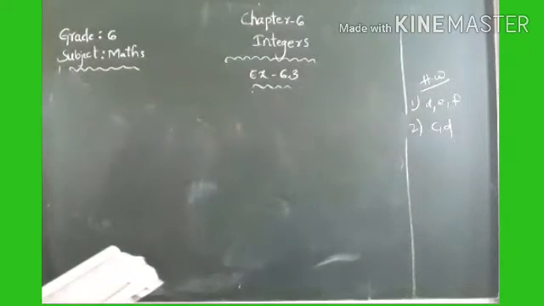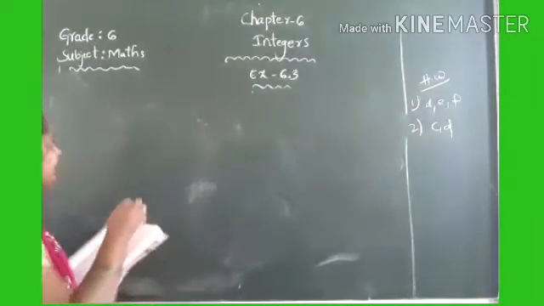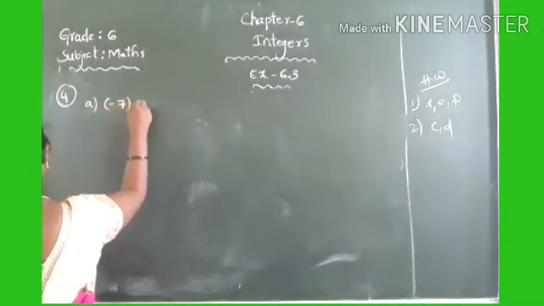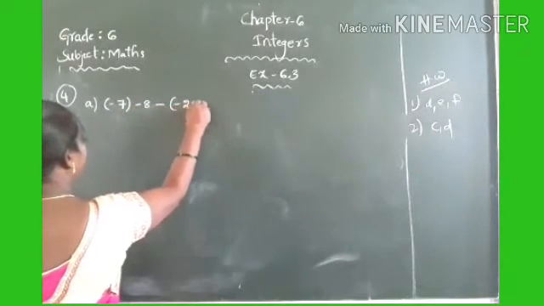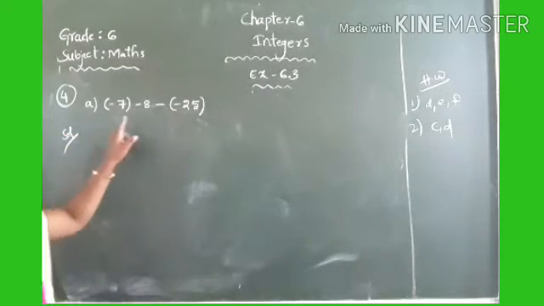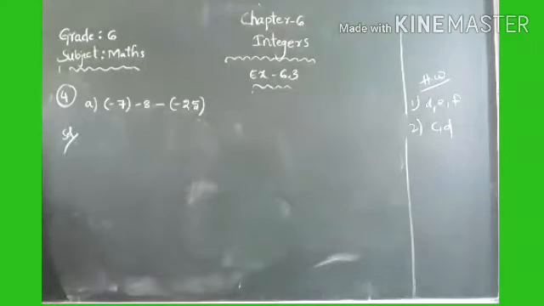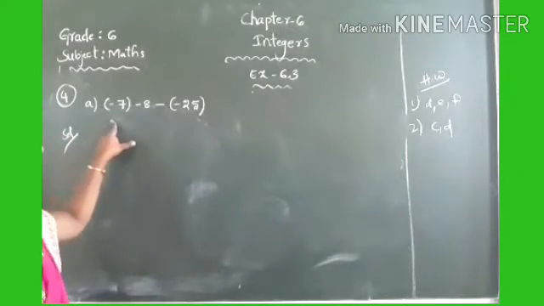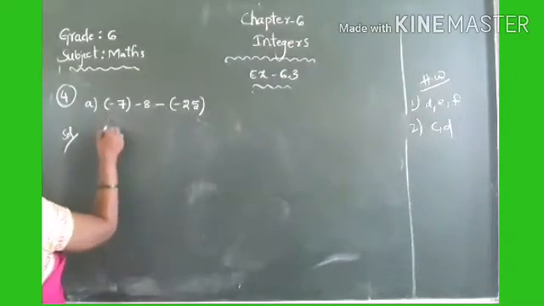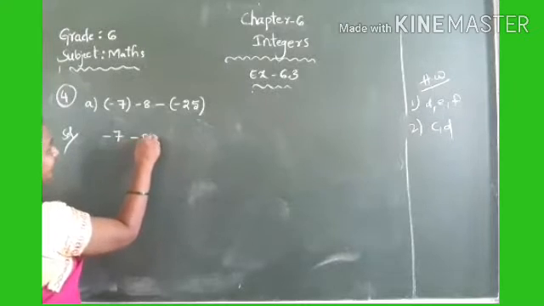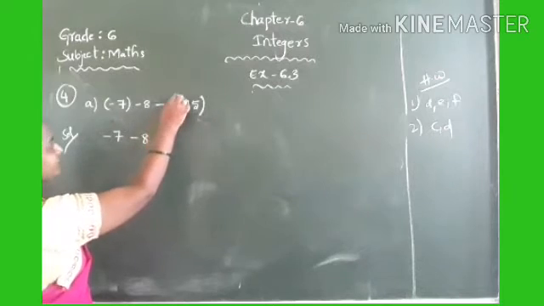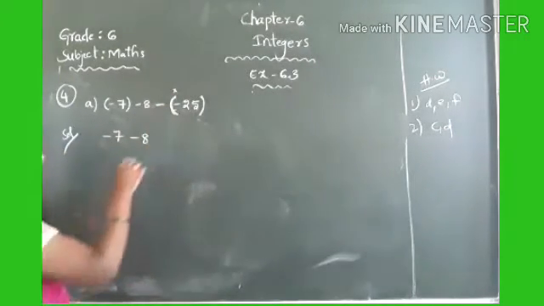Okay children, now the next one, the fourth one, that is: find minus 7, minus 8, minus of minus 25. So here observe: minus 7, minus 8, minus of minus 25. Before subtracting all this, you have to simplify. Minus 7, minus 8. Here it is in the bracket, so simplify this bracket, considering it as multiplication.